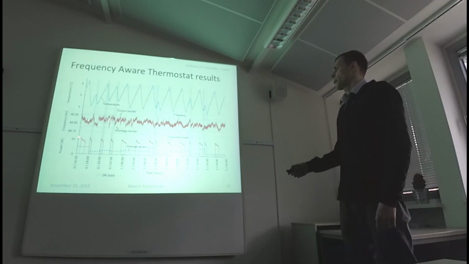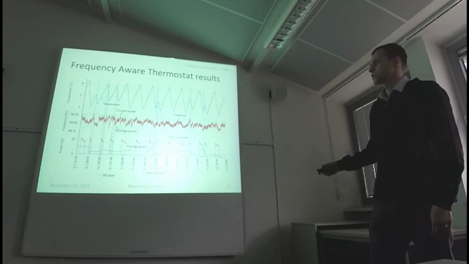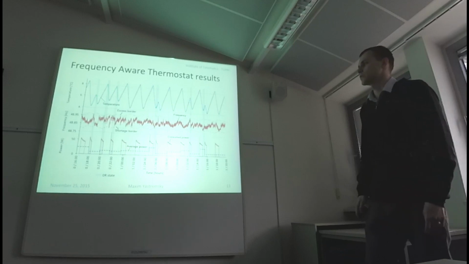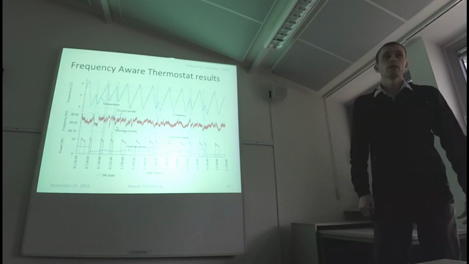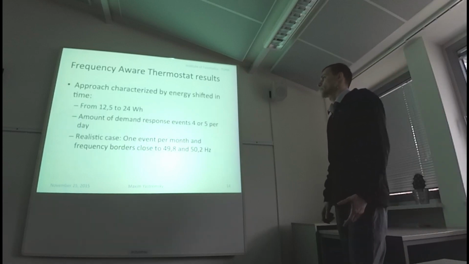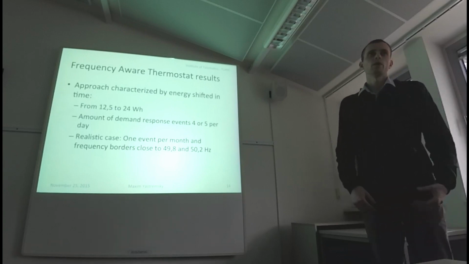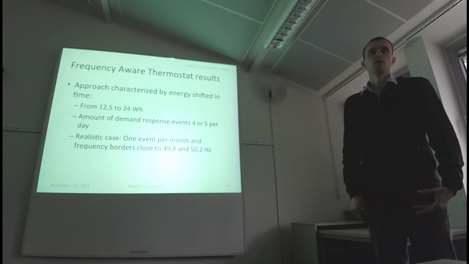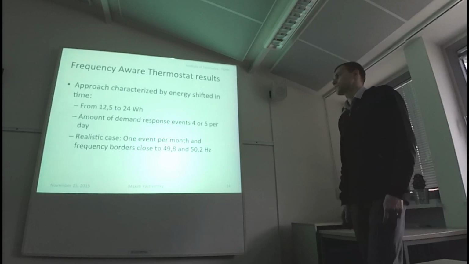So this is the power consumption, the on-off cycles of power consumption, and the average power consumption calculated on every on-off cycle. So how can this approach be characterized? It can be characterized by energy shifted in time, and the values for our experiments say that 12.524 watt-hours can be shifted in time.